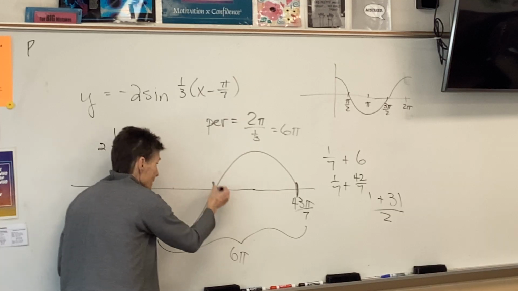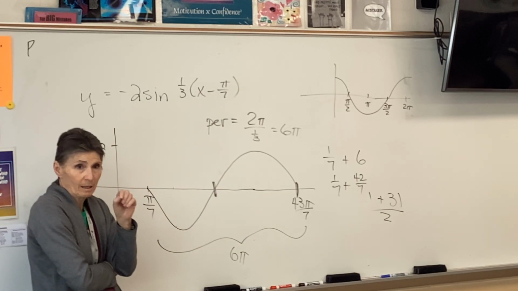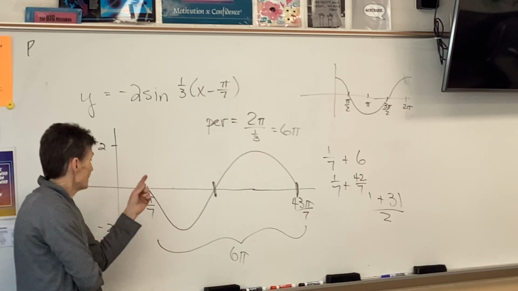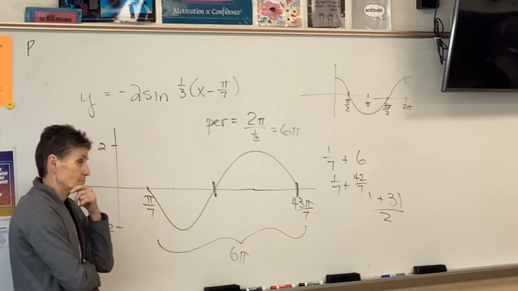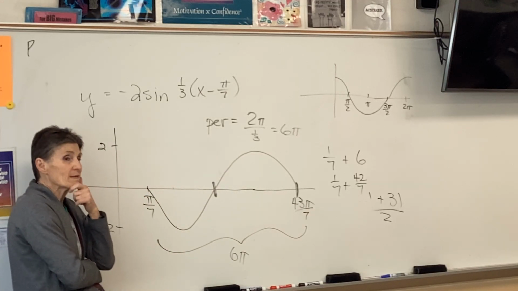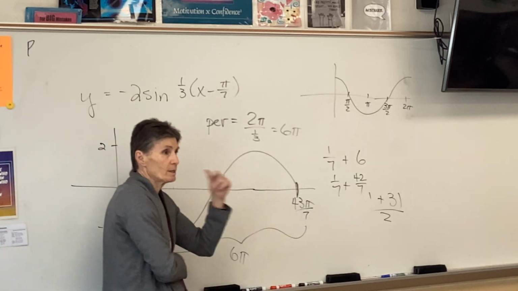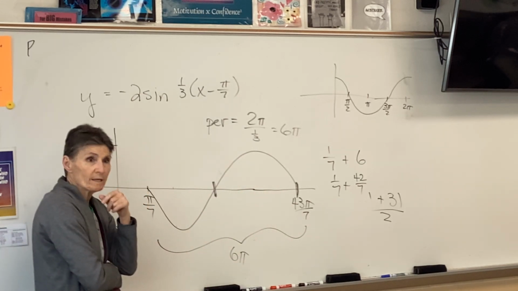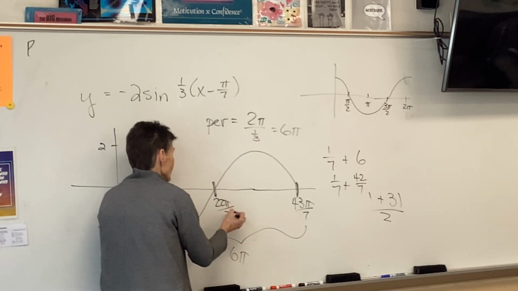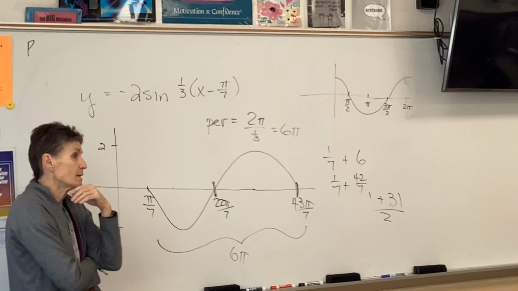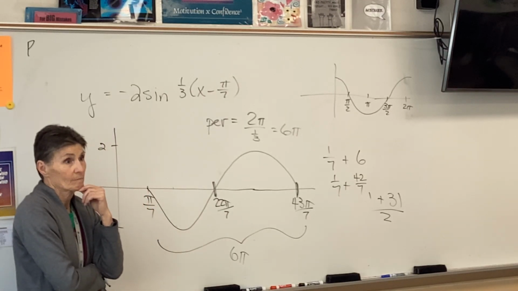Now what will that be? That will be right in the middle of 1 and 43. What is the average of 1 and 43? 22 pi over 7. How did we get 22 pi over 7? 1 and 43 is 44, and half of 44 is 22.